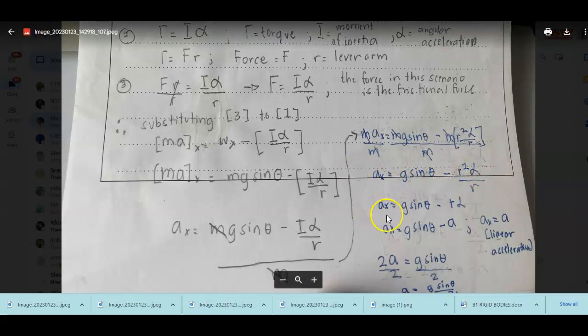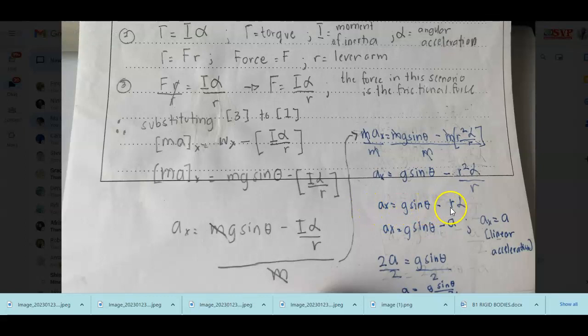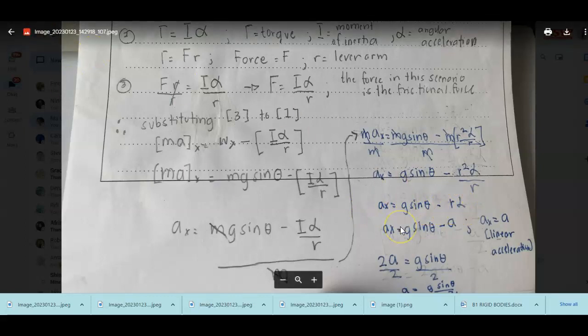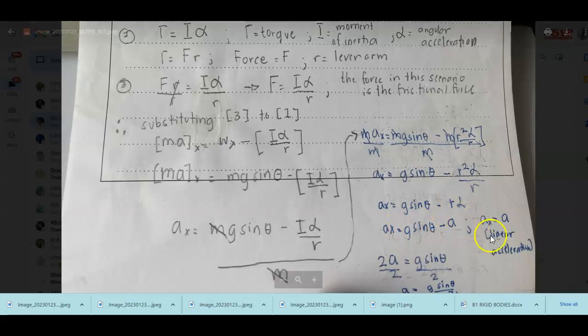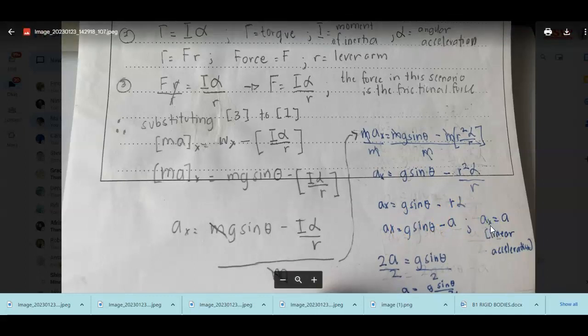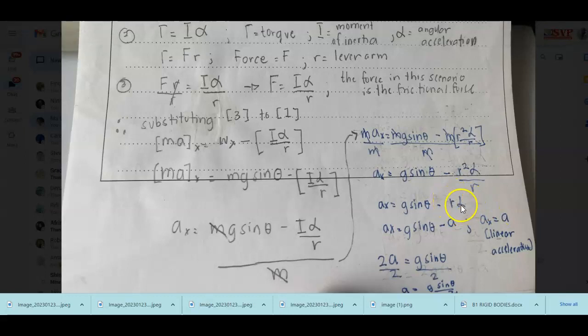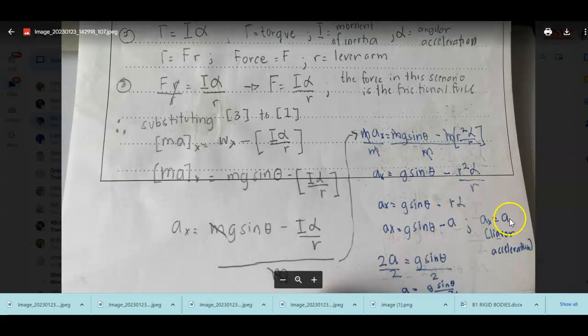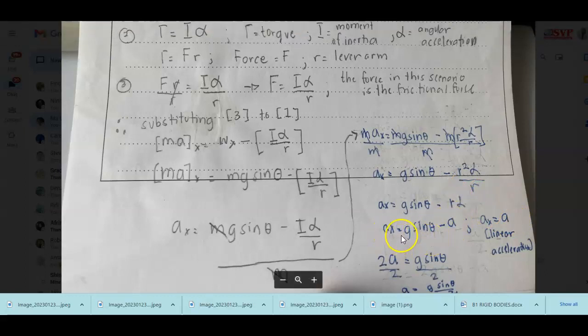Simplifying further, this gives us ax is equal to g sine theta minus r alpha. Now, how do we move on? Well, we know that your ax here is actually the linear acceleration. And we know before that the relationship between linear acceleration and angular acceleration is actually denoted by r alpha. Thus, your r alpha here, we can just simply say that that's the linear acceleration. We just replace r alpha with a. Simplifying further, we have ax is equal to g sine theta minus a.